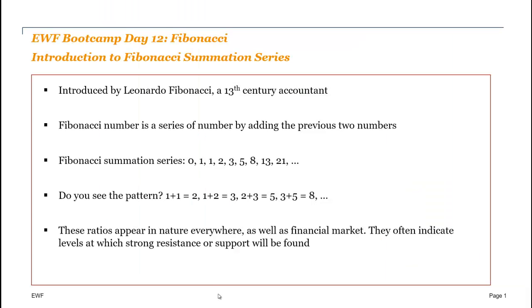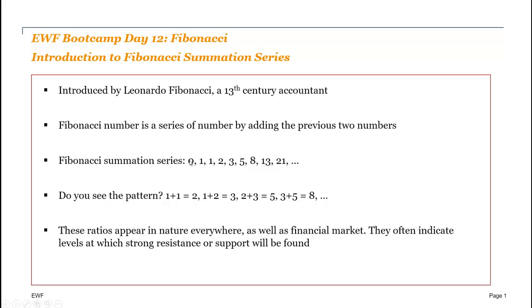First, a brief introduction about the Fibonacci. The Fibonacci number, as we know it, was introduced by Leonardo Fibonacci, and he is a 13th century accountant. Fibonacci number is actually a series of numbers made by adding the previous two numbers, and this is the famous Fibonacci summation series, starting with 0 and 1. And we keep adding the previous two numbers to come up with the next number in the series.